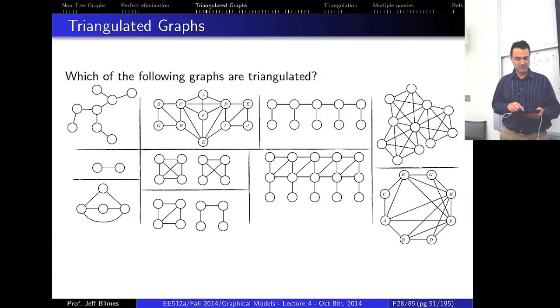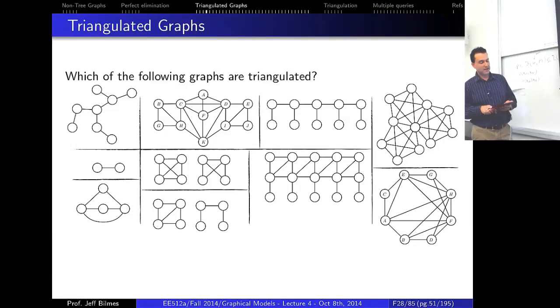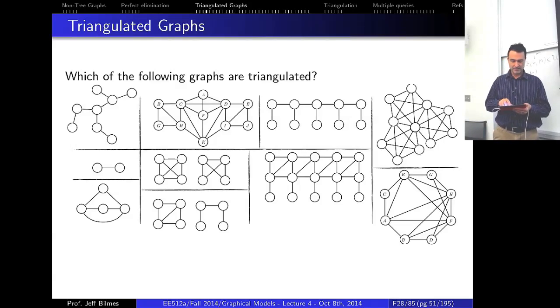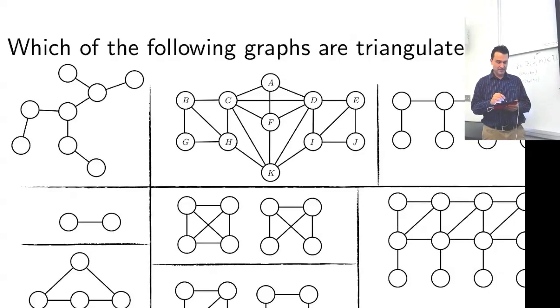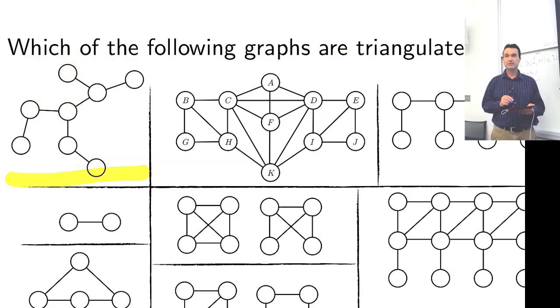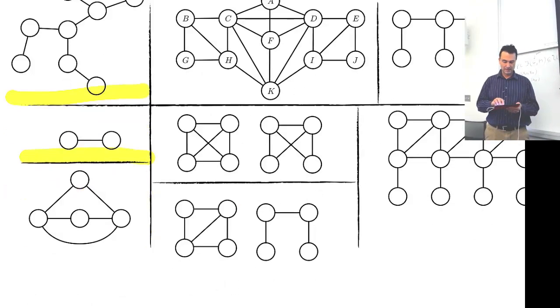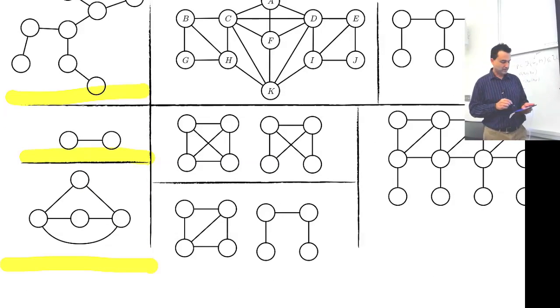Okay, some questions for you. Which of the following graphs are triangulated? Let's see if this works. Let's start with this one. Is this triangulated? Yes. Is this triangulated? Yes. Is this one triangulated? No. It's not? Are all cycles chorded? Is it triangulated or is it not?